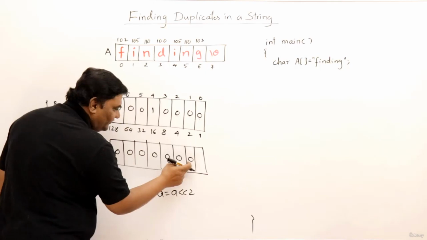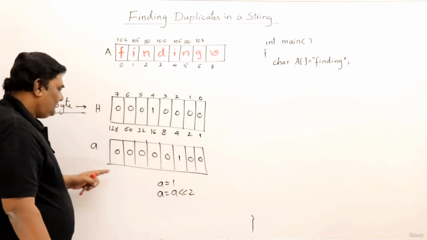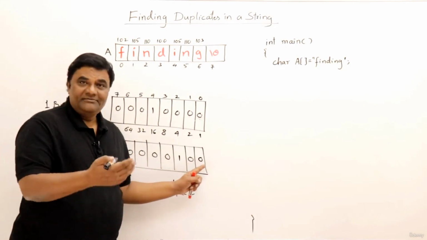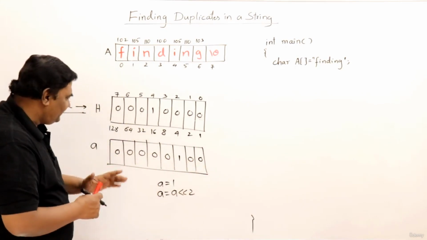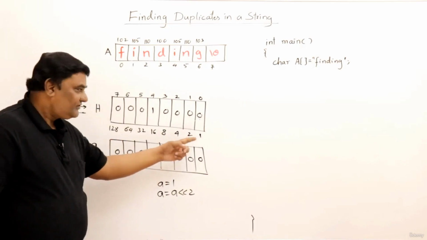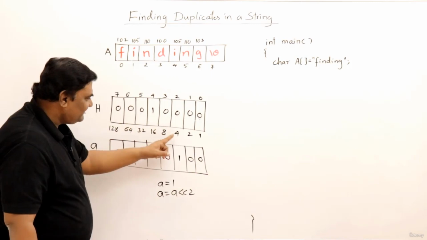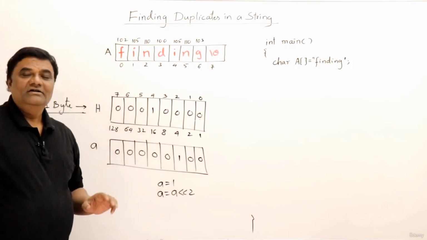So this 1 will move here, then move here, and it will become 0 at the old place. Now we have A with 1 moved by 2 places. So what is the value in A now? It is 4. Remember I have shown you these, right? This is 4, and this is 16. It is 16 here and it is 4 here.